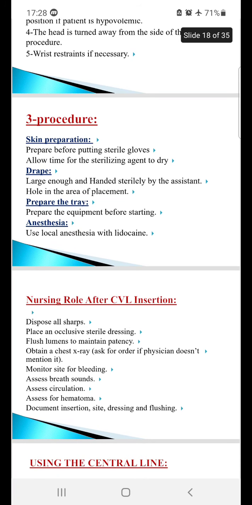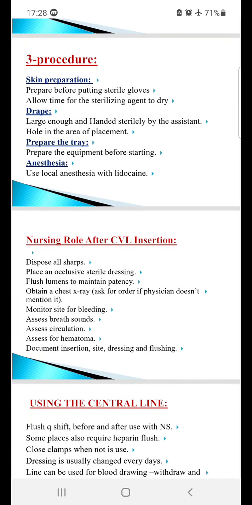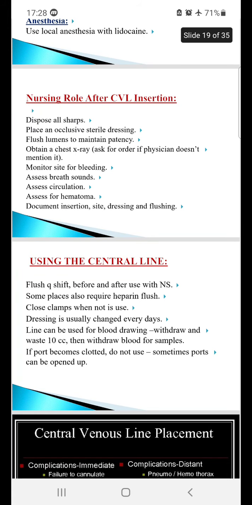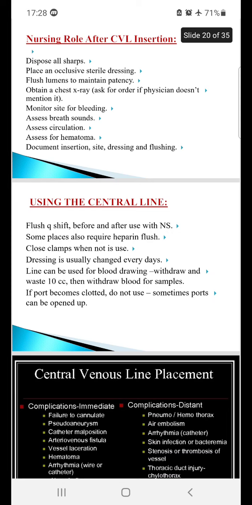Anesthesia with local anesthesia with xylocaine. A nursing rule: after CVL insertion, flush the lumens and obtain a chest x-ray, monitor the sites for bleeding, assess breath sounds, assess circulation, assess for hematoma, and dressing and flushing. Using the central line, flush before and after every shift with normal saline.